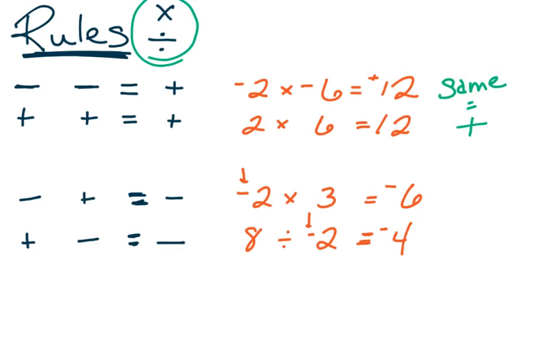Okay? So multiplying and dividing have the same rules. So we say if they have the same signs, the answer is always going to be a plus. If they have different signs, the answer is always going to be a negative. So different or mixed signs, the answer will always be negative. All right, I always say do the multiplying and dividing first, and then give your answer the sign it needs at the end. Okay, so here's just a couple practice ones.